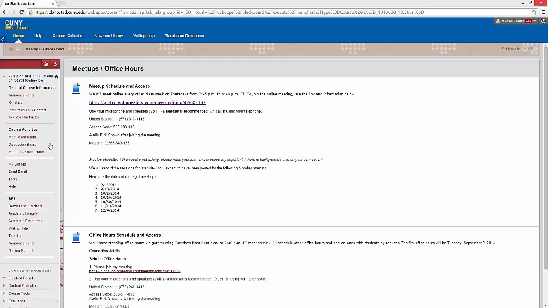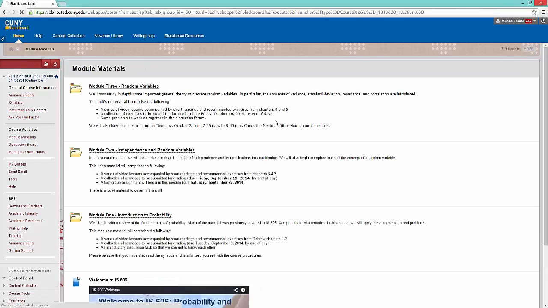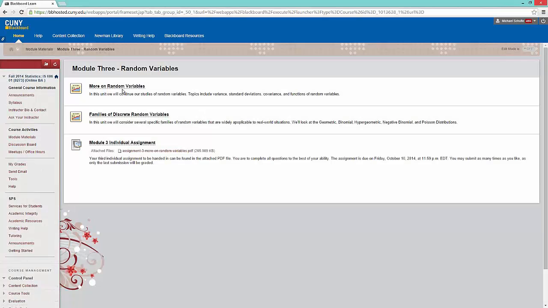Let me just go in here. So I did post on Monday the next module, so you can start working through this. There's a little bit more from Chapter 4 that we cover, and then Chapter 5 is just what we're talking about tonight with the different distributions. And this one has an individual assignment.